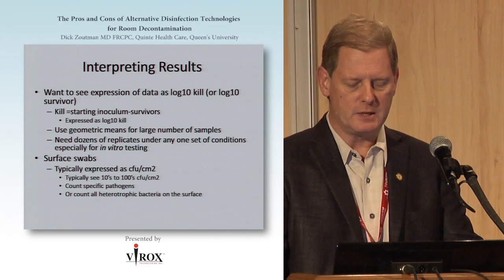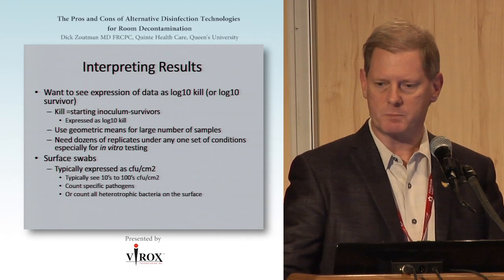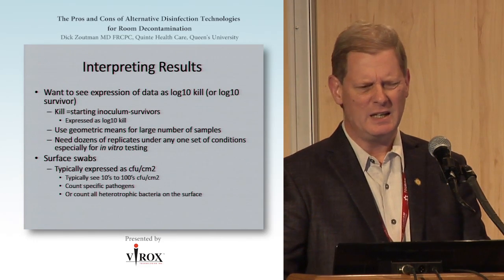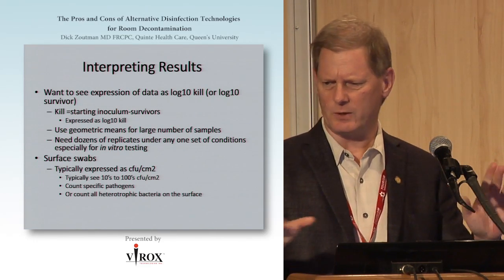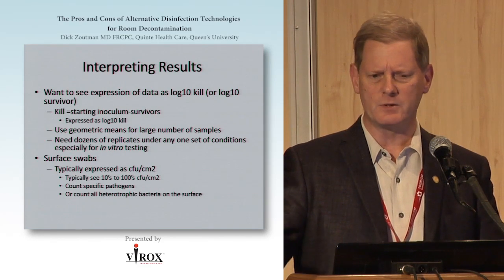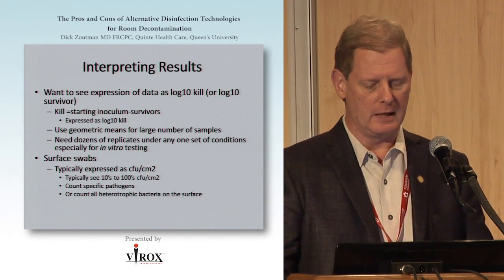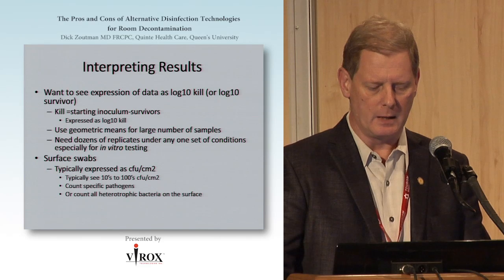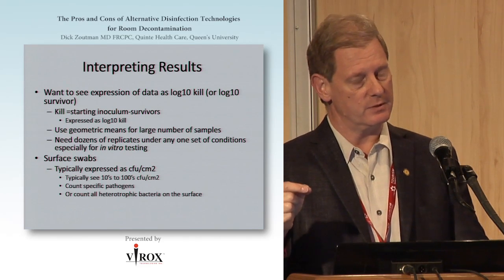Surface swabs, again, are typically expressed as the number of organisms per square centimeter. Typically, it's in the tens to hundreds. If you see only 1 or 2, it's quite low. If you see thousands and thousands, it's pretty dirty, and that's a little out of the ordinary. You can either count specific pathogens, the number of C.